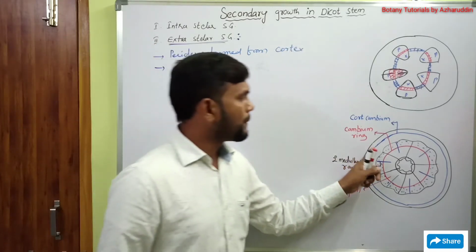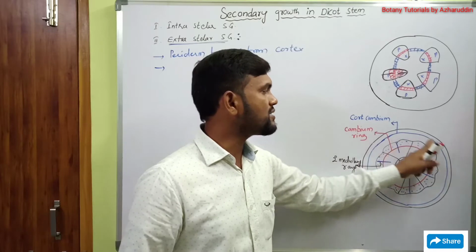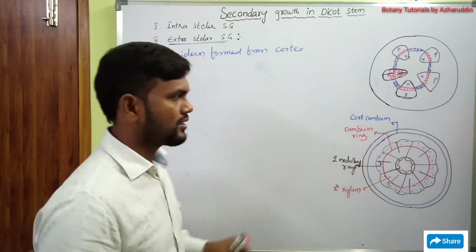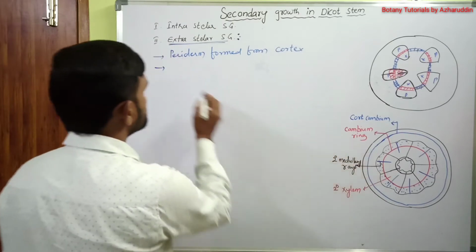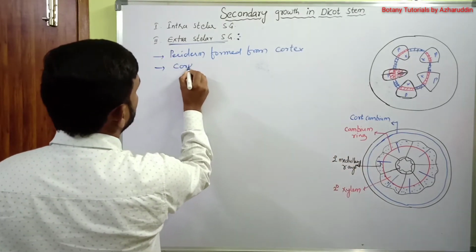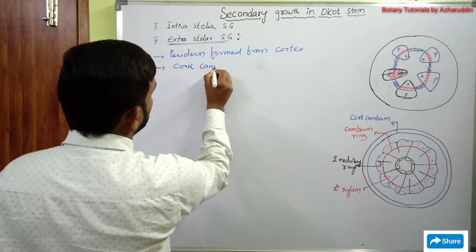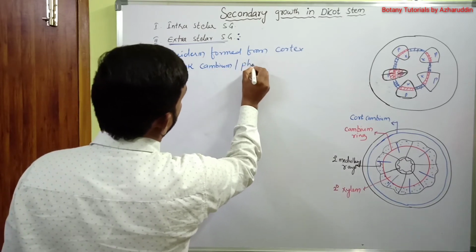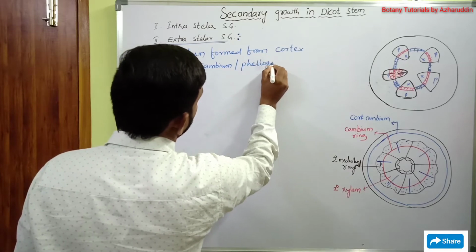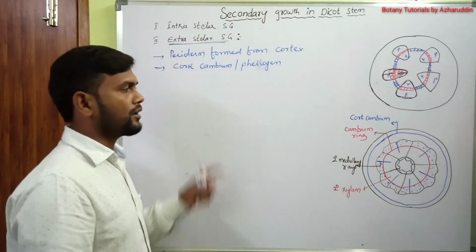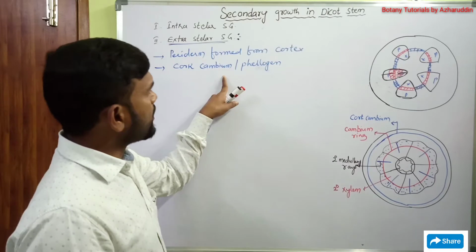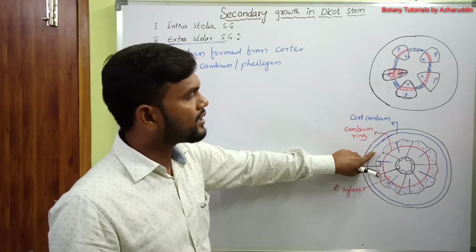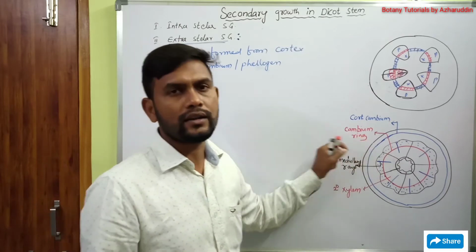Secondary growth begins with the appearance of a meristematic layer in the cortex. This meristematic layer is called cork cambium, otherwise also called phellogen. This cork cambium is developed from inner cortical cells or middle cortical cells.